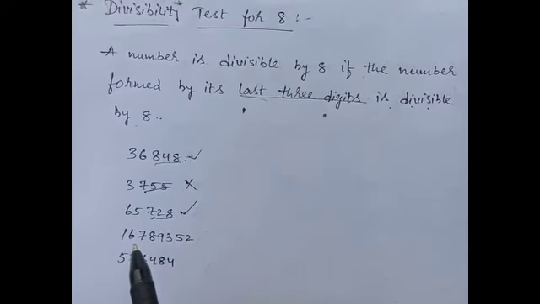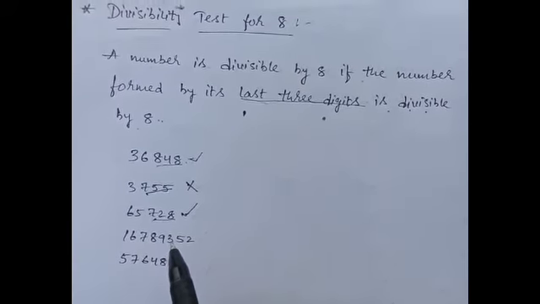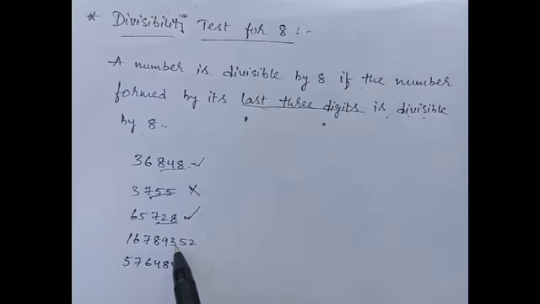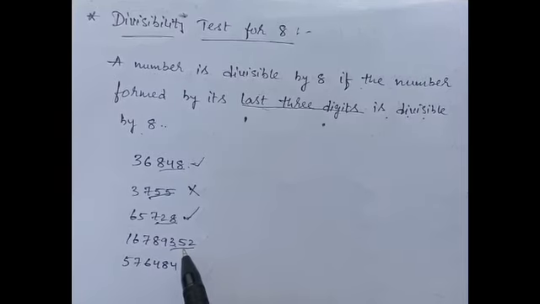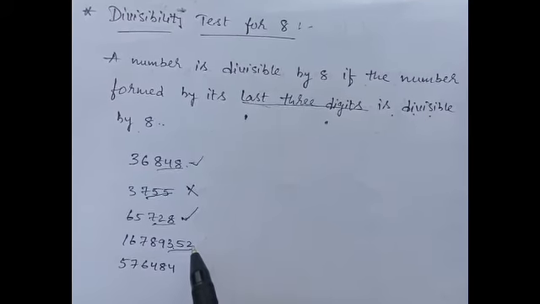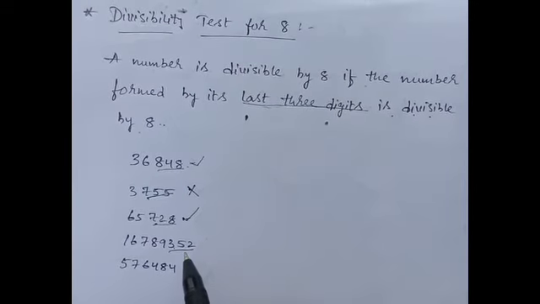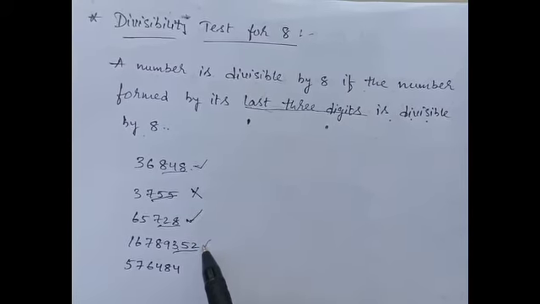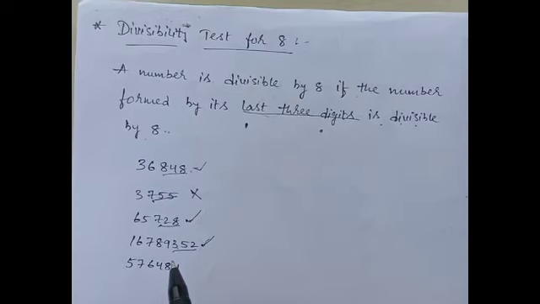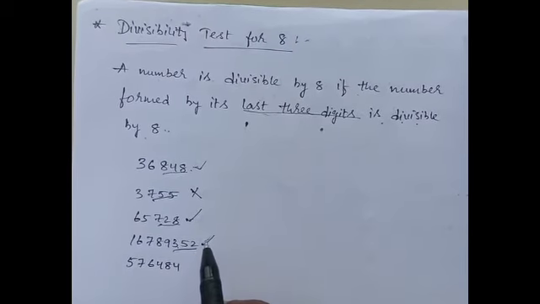And let's take another big number, 16789352. The last three digits in this number are 352, and check whether 352 is divisible by 8 or not. 8 goes into 352 exactly 44 times, and hence we can say the number 16789352 is divisible by 8.